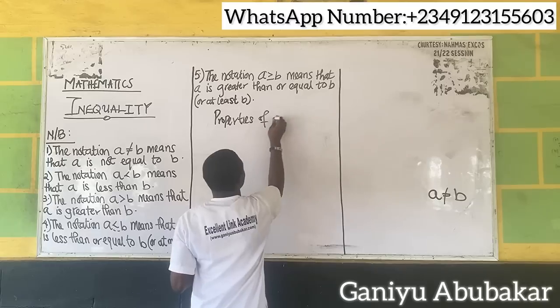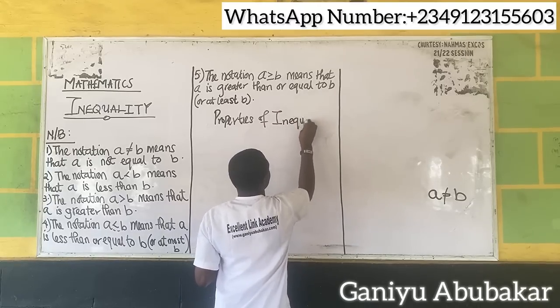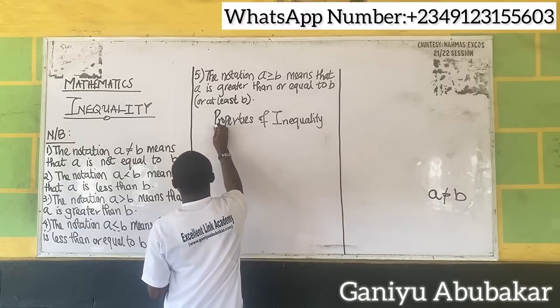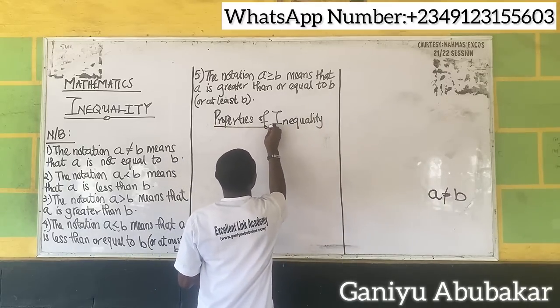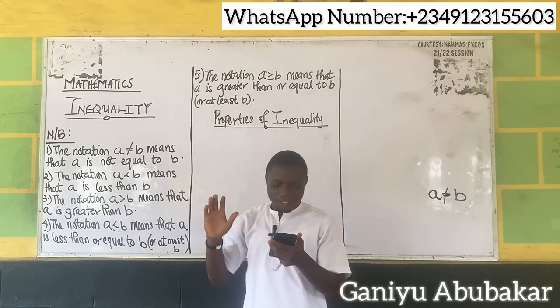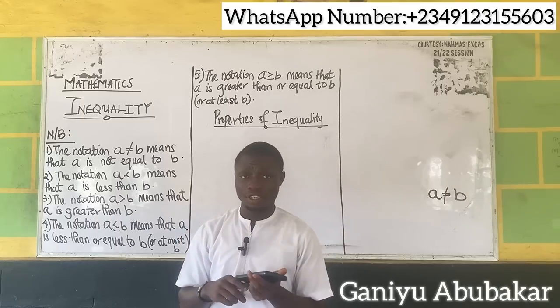Properties of inequality. Let's do properties of inequality. Basically, there are about 4 properties of inequality. So look at them one after the other.